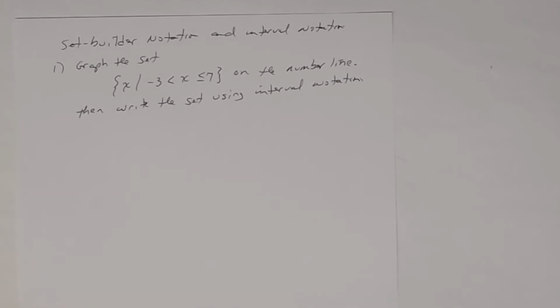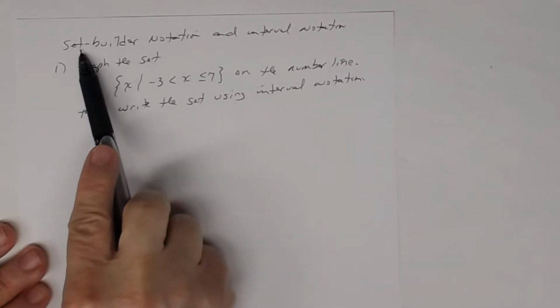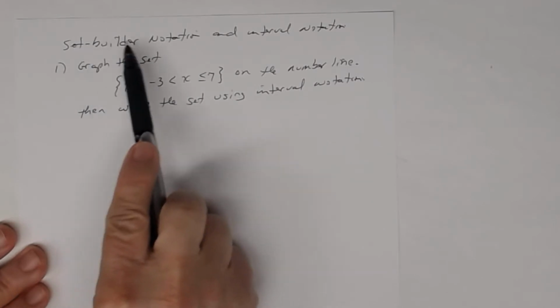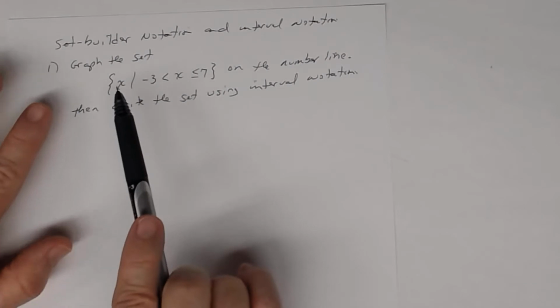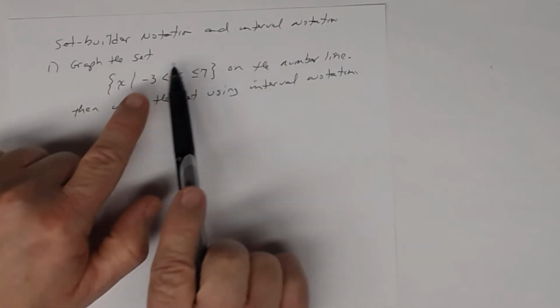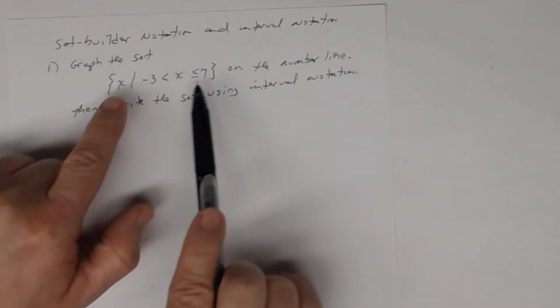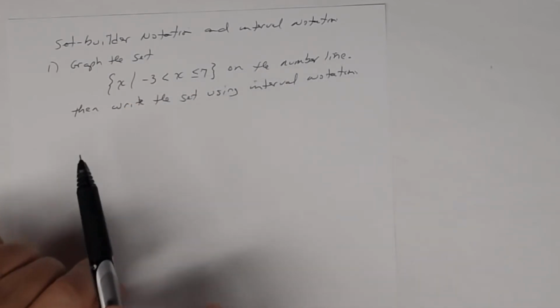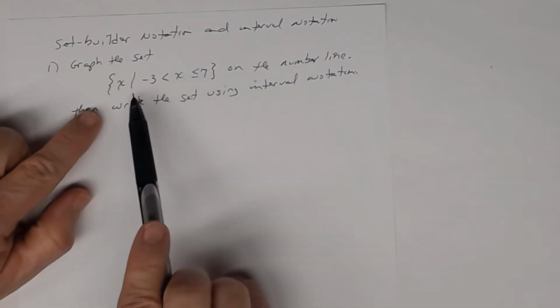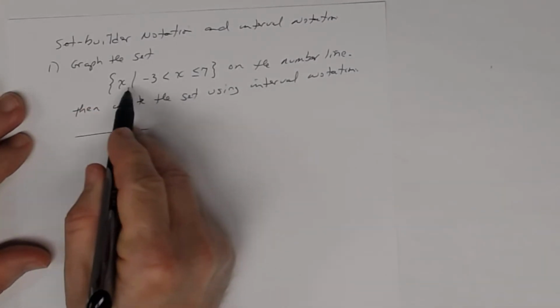Okay, so this lesson is going to discuss the idea of what we mean by set builder notation and also interval notation. The problem says this: graph the following set. It looks like this. It looks weird to some of you. You graph it on this number line, and then you're going to write the set using interval notation.